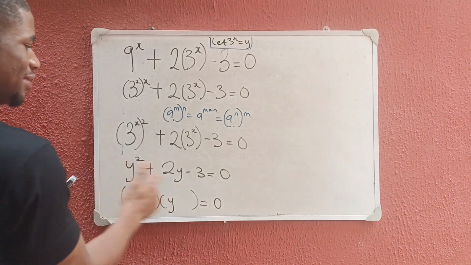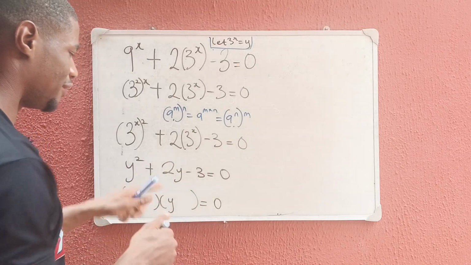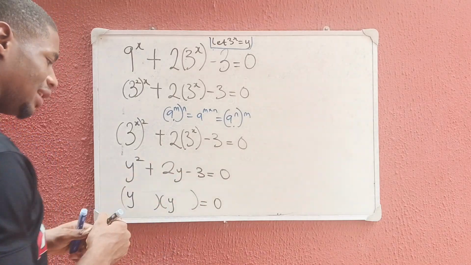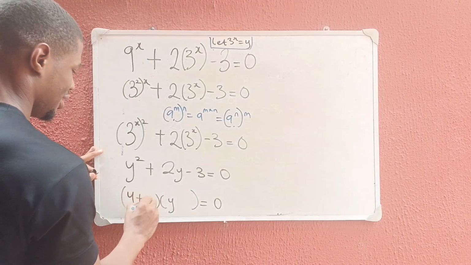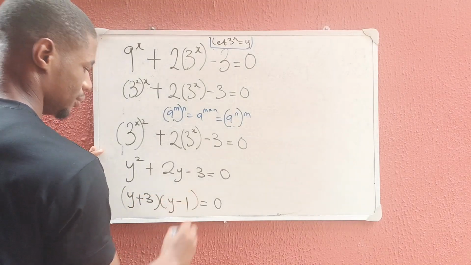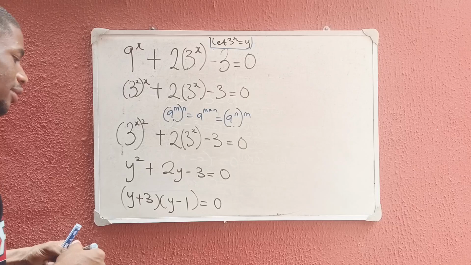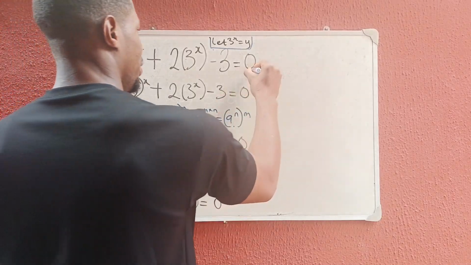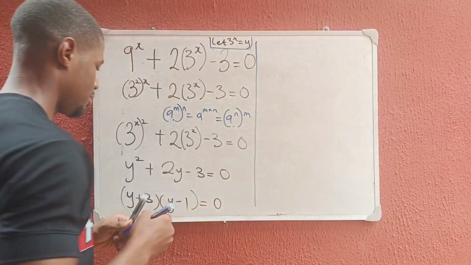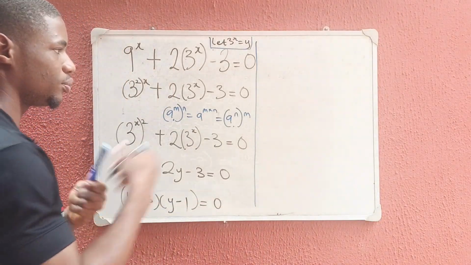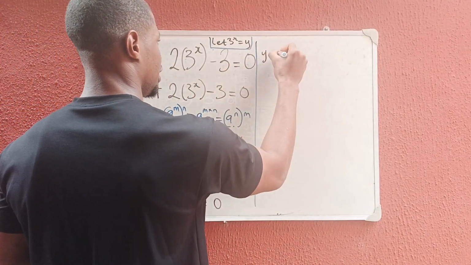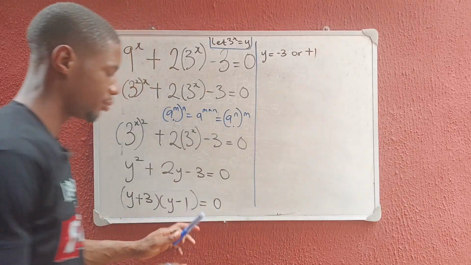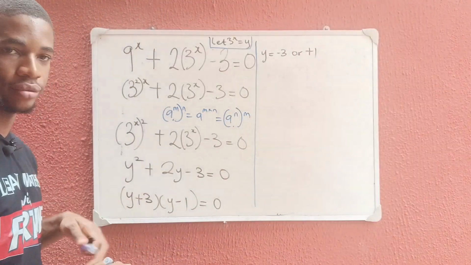Now, this times this is negative 3y squared, and what are the factors that we'll add to get the middle term, or multiply to get negative 3y squared? And the answer to that is plus 3 and negative 1. Now, finishing this off, we have that y now becomes equal to negative 3 or plus 1, from here and here.